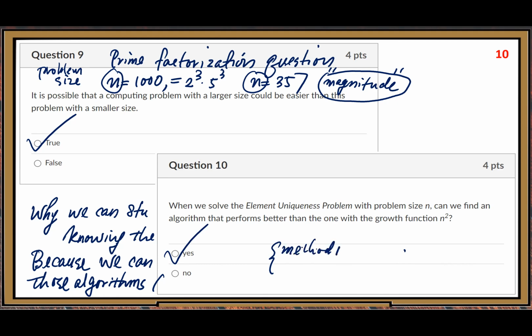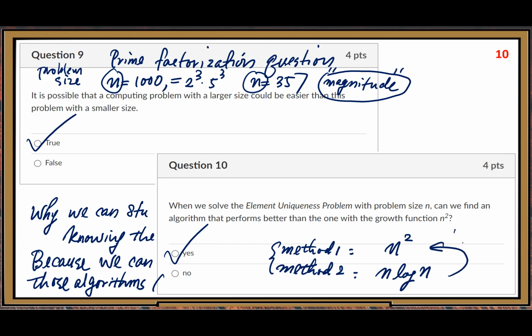In the notes, method 1, method 2. Method 1, the brute force. Yeah, we work on it directly, the brute force. The growth function is n squared. Method 2, we sort the array first. Then we do adjacent comparison, comparing only two adjacent elements. That one, the growth function is n log n. And we know n log n is better.